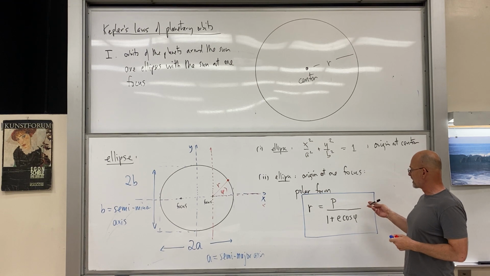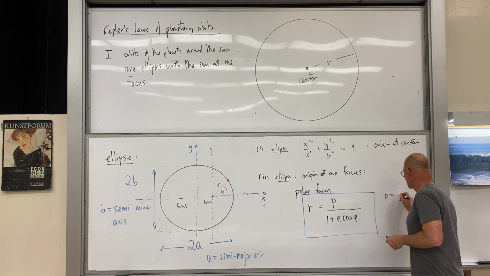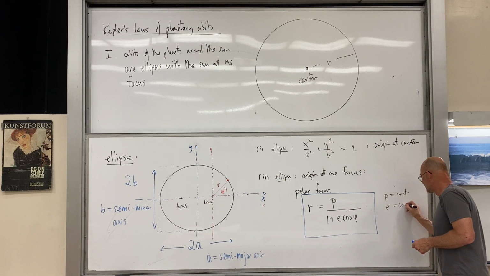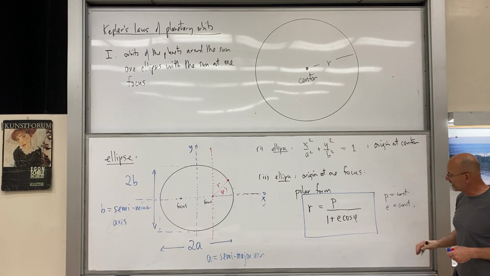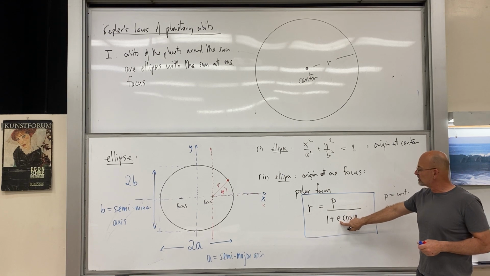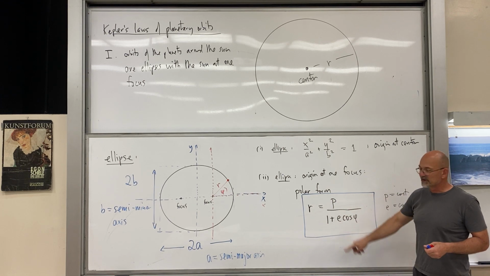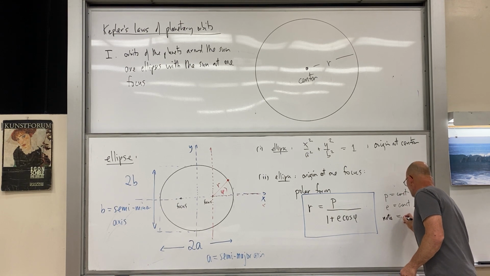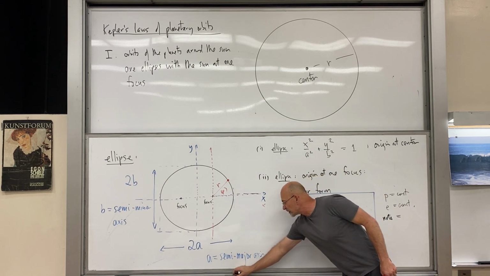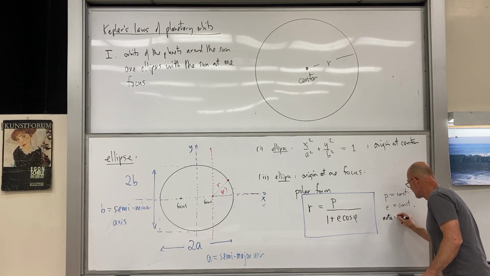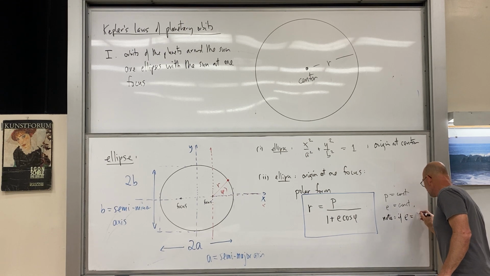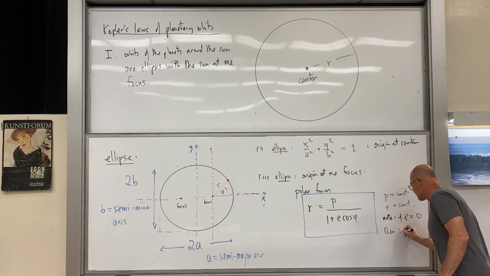And just so you see what's going on here, P is a constant, positive constant. E is constant. And you can see that when E is equal to 0, R is equal to P, a constant, we have a circle. Okay. Note, let's write that: if E equals 0, then we have a circle.